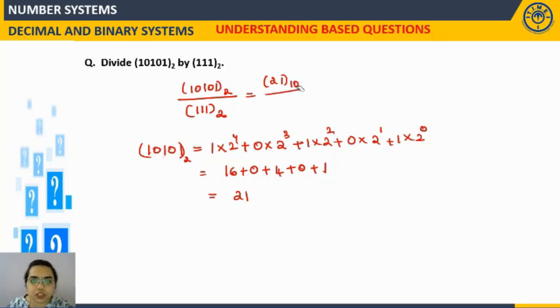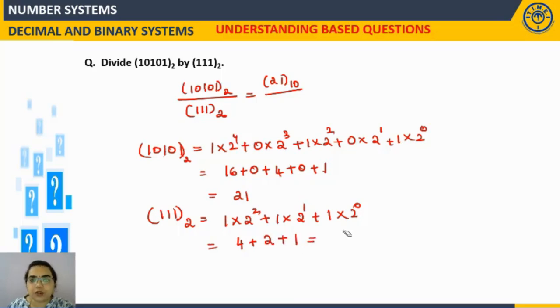I do not have to mention this base 10, but I am just mentioning it so that you understand it clearly. Okay, next let's consider 111 to the base 2. How many digits? You have 3 digits. So you begin multiplication with 2 square. So 1 into 2 square plus 1 into 2 power 1 plus 1 into 2 to the power 0. 1 into 2 square is 4. 1 into 2 power 1 is 2. 1 into 2 power 0 is 1. 4 plus 2, 6. 6 plus 1 is 7. So this is 7 to the base 10.